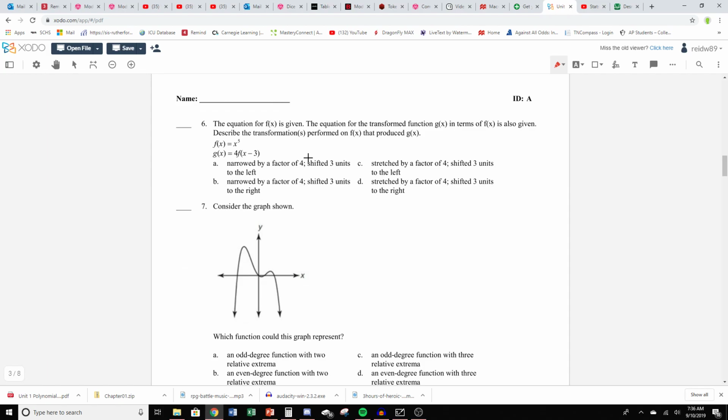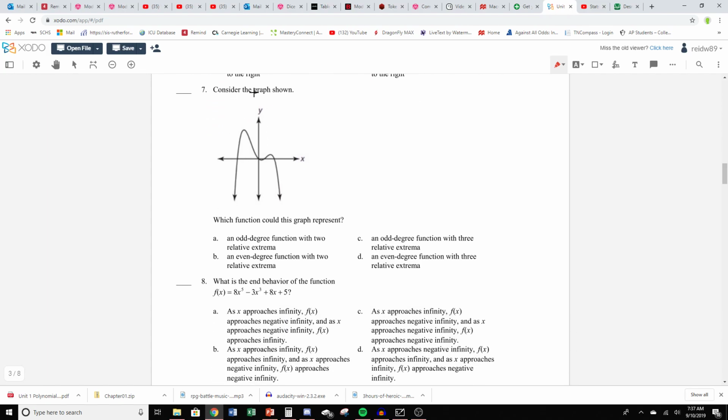The equation for f of x is given. The equation for the transformed function g of x in terms of f of x is also given. Describe the transformations performed on f of x. So here's our equation. Well, first off, we see this 4, and we remember that that makes it more narrow. And then the minus sign means it shifts to the right that many units. So the best choice on this one would be B. Okay. If you put D on here, we did talk about that word stretch, a vertical stretch. I would also count that.